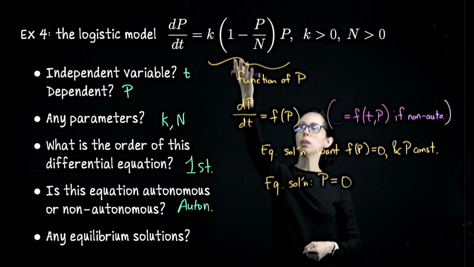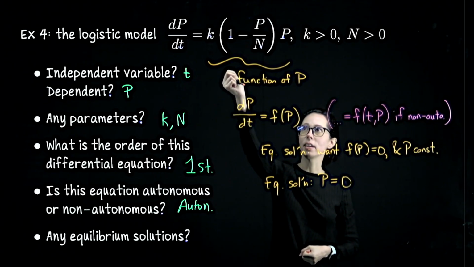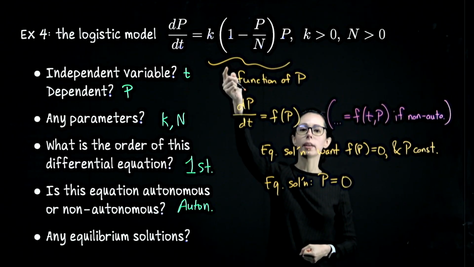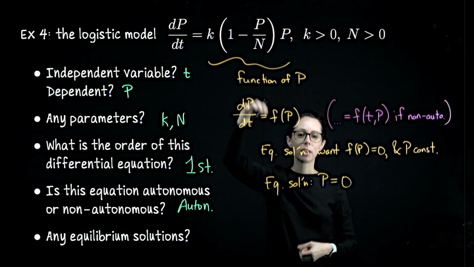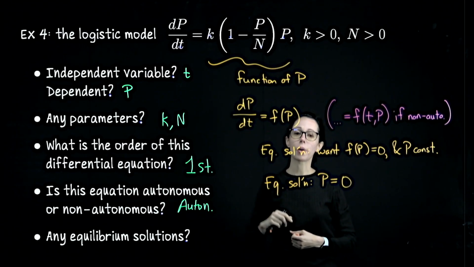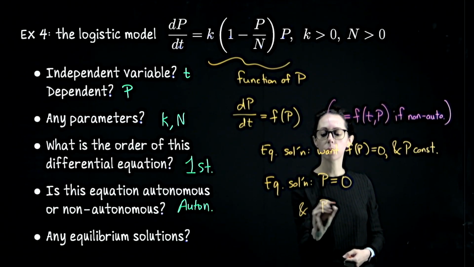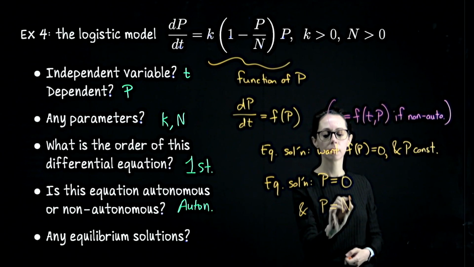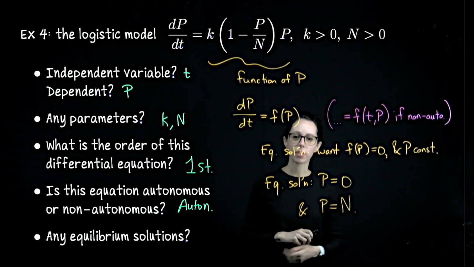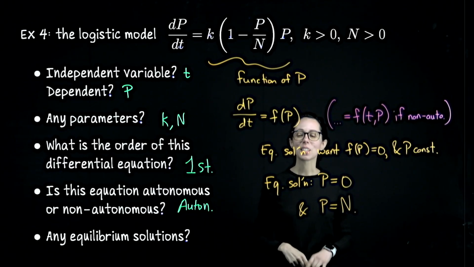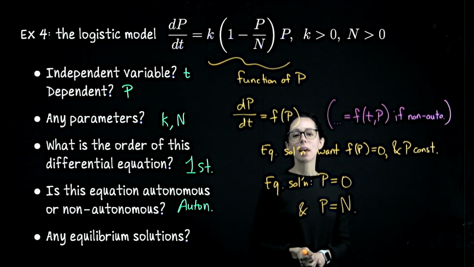But then also in this middle term, if p were n, then the middle term would turn into 1 minus n over n, which is 1 minus 1. That would give you 0 as well. So we have p equals 0, and p equals the positive parameter n. That's all I'll say for this logistic differential equation for now. I just wanted to identify these key concepts. Let's go up now to a second order differential equation.